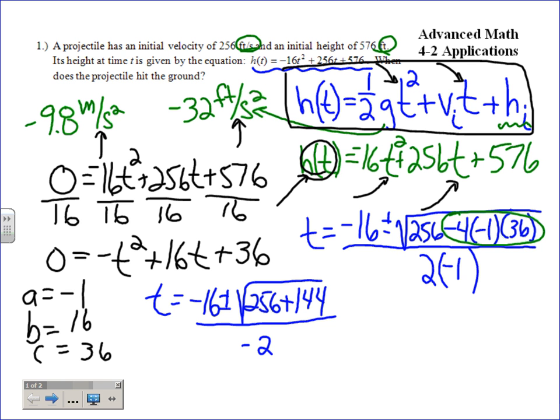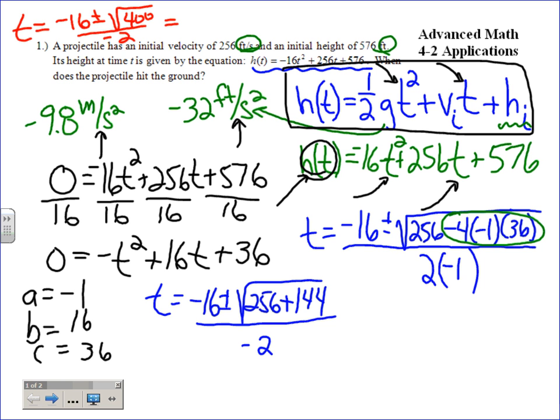I'm going to switch colors just so you can kind of see what I'm doing. I know it's getting kind of low. Sorry about that. I suppose I could go up there, huh? Let's do that. We'll go up to the top. All right. t equals negative 16 plus or minus. What is 256 plus 144? Is that a good number or a bad number to have in there? Yeah, that's not bad. We'll take 400 divided by negative 2.